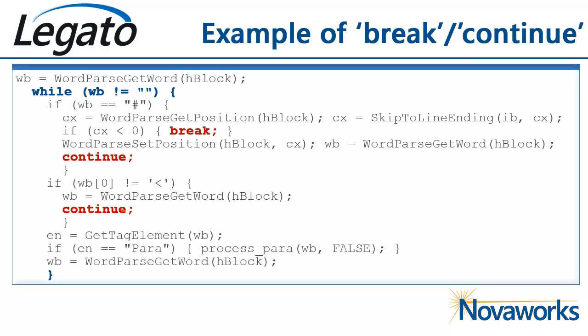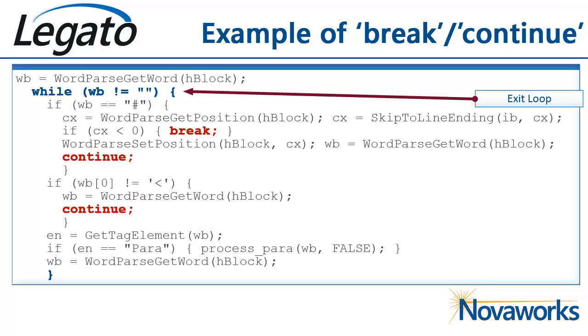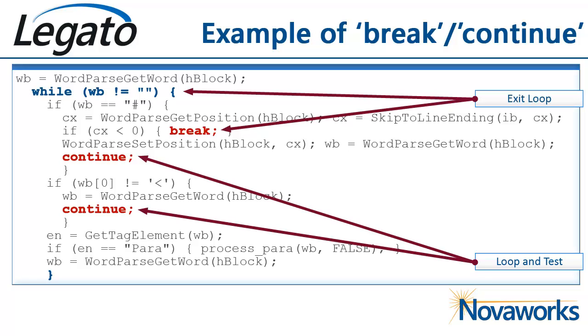So moving back to our first example with the while loop, we can see the different exit conditions. One is the WB, and the next is if Cx is less than 0, then break out of the loop. I also have the loop and test with my continues. And again, I have my loop expression when I iterate reloading WB.